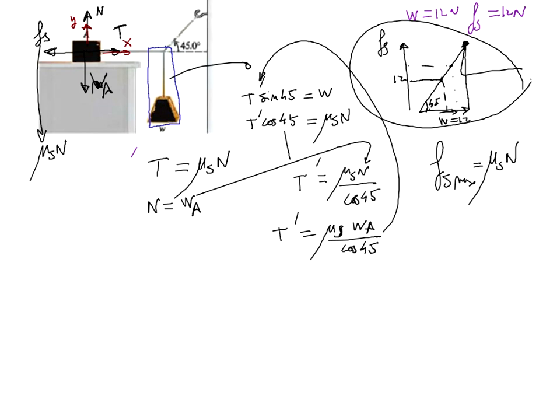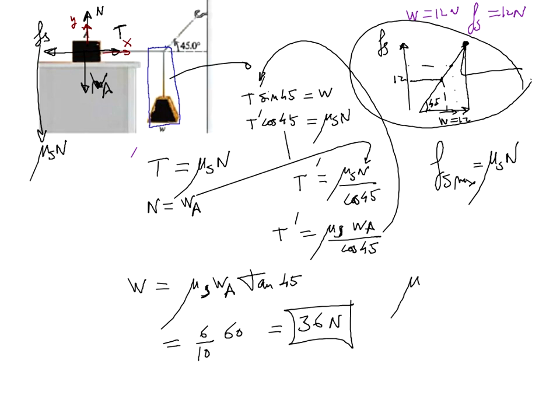Okay, now we can substitute here. W, which is really W max, is equal to T prime mu s wa times sine 45 divided by cosine 45, therefore tangent 45. Okay, let's put numbers. 0.6, 610 times 60, tangent of 45 is 1. 36.